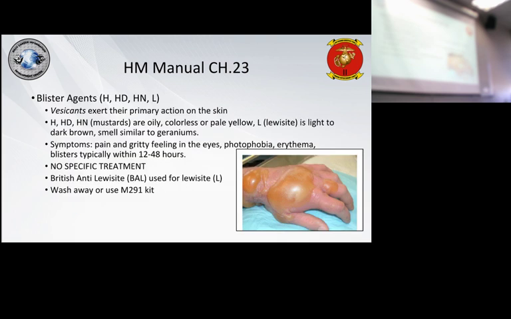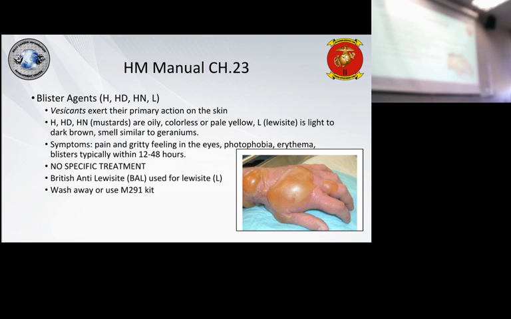These are your blister agents. They're vesicants and exert their primary action on the skin. Those are the symbols. Mustards are oily, colorless, or pale yellow. Lewisite is light to dark brown. The smell is similar to geraniums.